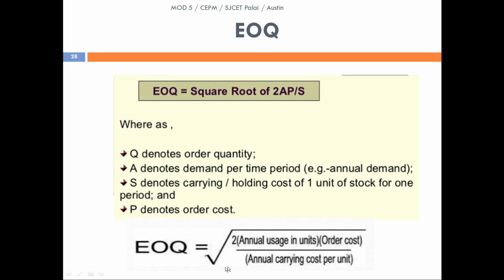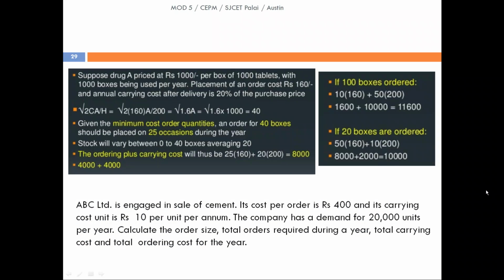So from this we could write the equation as EOQ is equal to root of 2 into annual usage in units, which is nothing but A abbreviation, multiplied by order cost given as P abbreviation, divided by the annual carrying cost is given by S. We can see the concept of EOQ based on ordering cost and holding cost by an example.